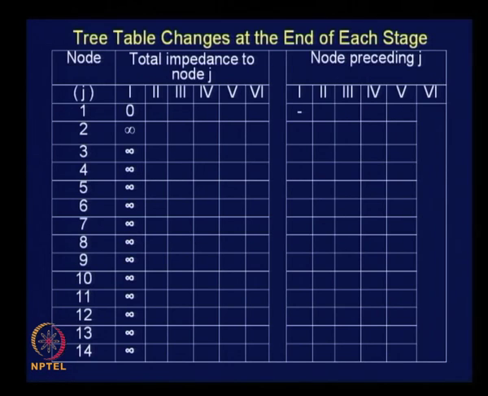And we anticipate some steps like total impedance to node j in step 1, step 2, 3, 4, 5, 6 etc. That is why we have a comprehensive table prepared for the purpose. Similarly, we are interested to know the node preceding j, so that the link connectivity is clearly known to us. So, that has to be entered for every step of assigning your traffic, right.